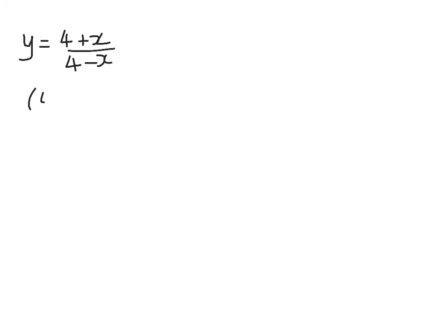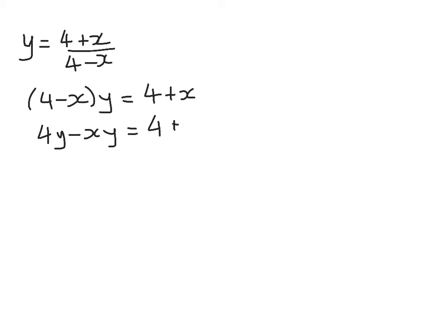Okay, multiplying through, we get (4 minus x) times y is equal to 4 plus x. Expanding gives me this. Collecting up my terms with x is now going to mean that I subtract x from both sides. So we're going to have minus xy minus x, and I'm going to at the same time collect up these, so I'm going to have 4 take away 4y.